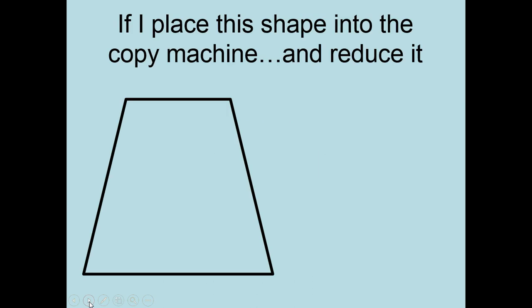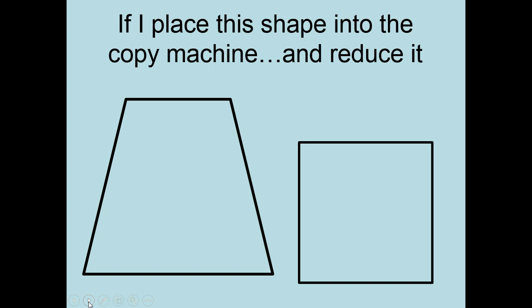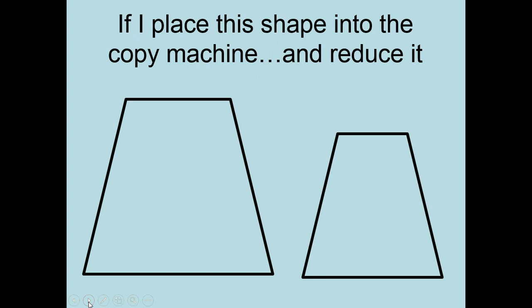So let's think about if I place this shape into the copy machine and have to reduce it. I want a reduction. I want a smaller version of this same shape. You know what it would look like when it comes out of the copy machine. I mean, you can picture that. This would not be a good situation. The copy machine does not shrink the angles in half. This is not what comes out of the copy machine. It is a miniature version of the same shape but a different size, right?